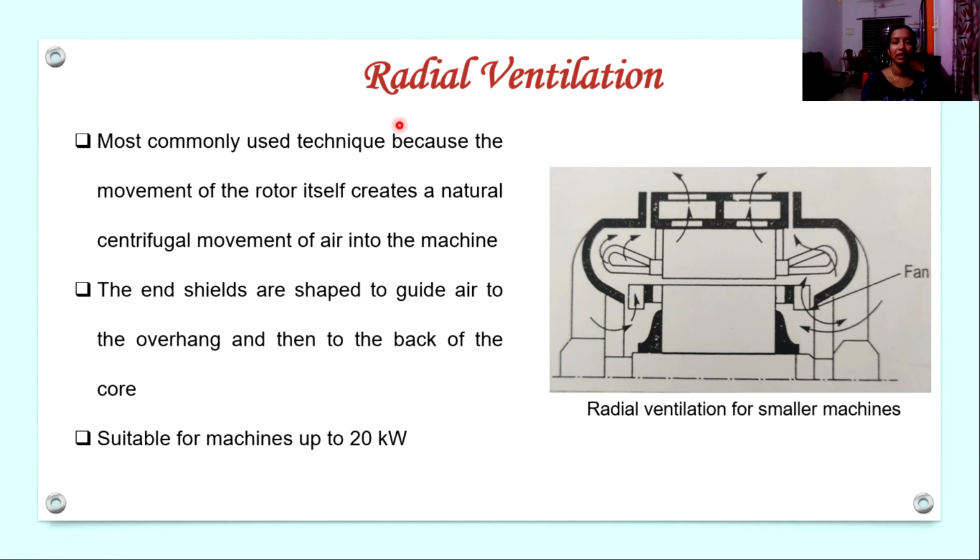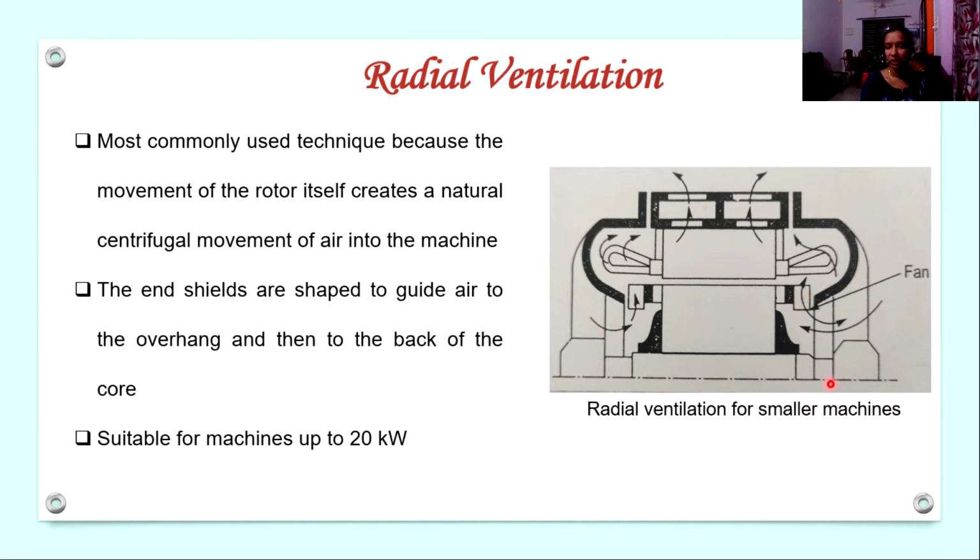So first one is the radial ventilation. This radial ventilation is the most commonly used ventilation technique because as the rotor rotates, there is a centrifugal force created. So this centrifugal force causes a natural movement of air into the machine. The rotation of the rotor creates a natural centrifugal movement of air into the machine. And the end shields of the machine are constructed in such a way that it guides air. It makes air flow into the machine. It guides air into the machine like this.